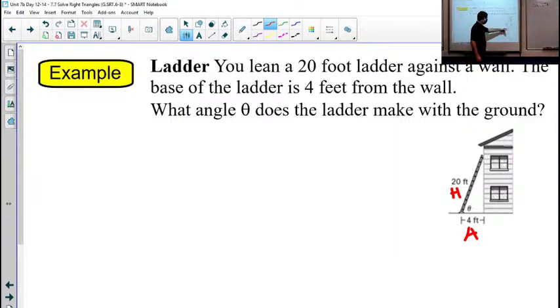So yes, we know adjacent. We know hypotenuse. So if we want to do adjacent and hypotenuse, we're going to talk to cosine. Cosine's job is adjacent and hypotenuse. Cosine of my angle, which is what I don't know, so we're going to put a theta, equals adjacent goes on top, hypotenuse goes on the bottom.